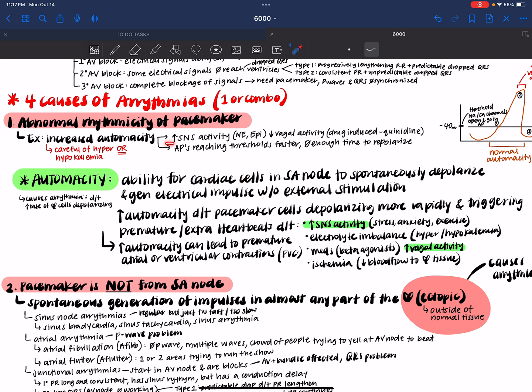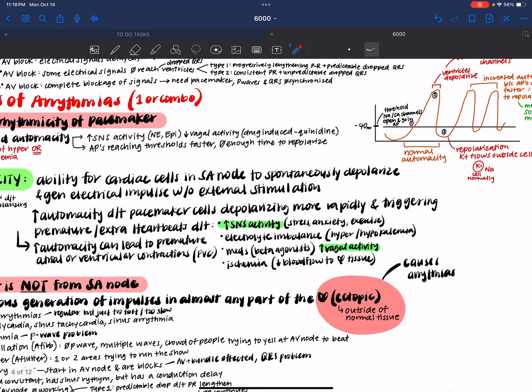You'll have high SNS activity, so epinephrine or catecholamines. You'll have low vagal activity, or drug-induced causes like quinidine. Increased automaticity: the action potential is reaching threshold faster and there's not enough time to repolarize, so it's just too much stimulation. A lot of stimulation to the heart. A lot of firing. Automaticity causes arrhythmias due to the increased rate of cells depolarizing.